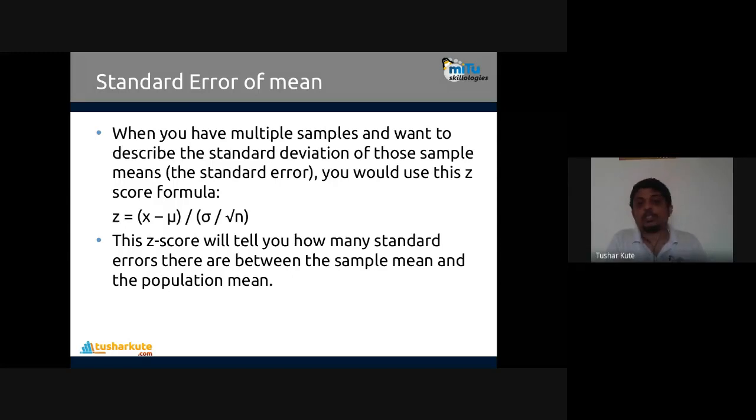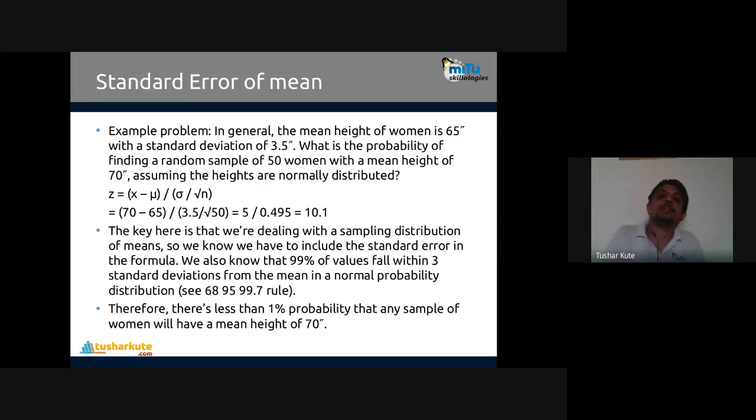Yes, how many standard errors are there? So n is the total number of elements that are present. You are dividing sigma by the square root of that total n, and with the help of that, the standard error of the mean can be calculated. Let's see an example of how to calculate the standard error of the mean and how the interpretation works.